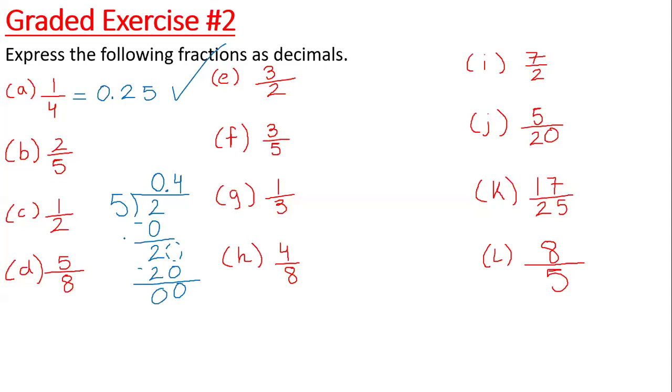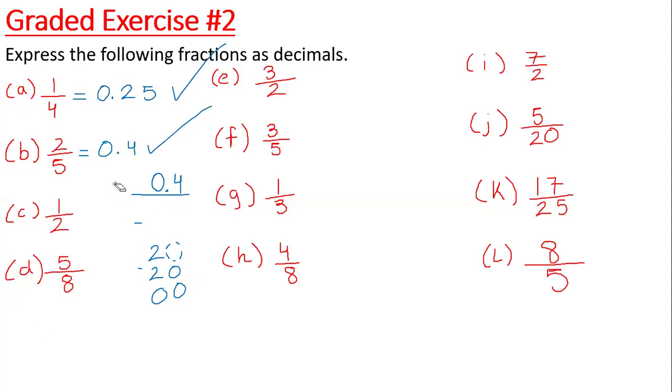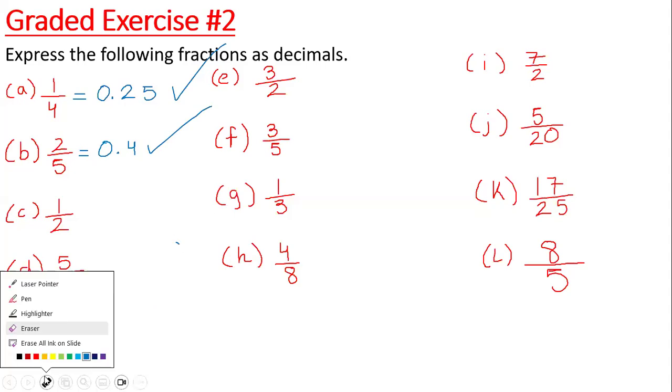0.4. Did anyone else get 0.4 for B? I did. Yes, sir. Very good. That one is easy. That one finished so fast. I didn't even know it was going to finish that fast. All right. So we have 1 over 2. 1 over 2 is easy. What did y'all get for 1 over 2? 1 over 2 is 0.5.